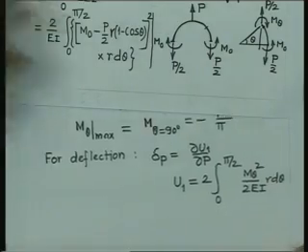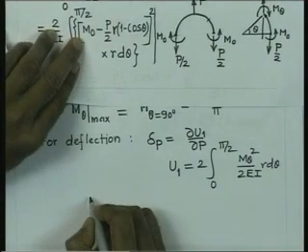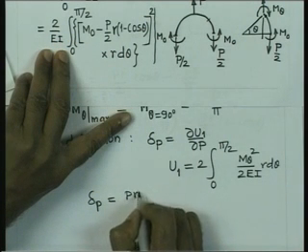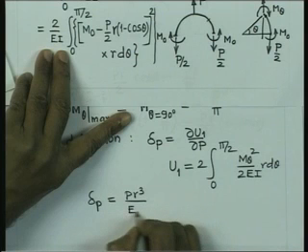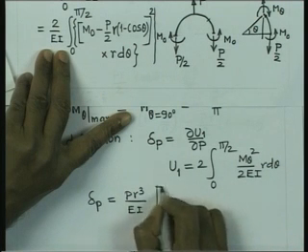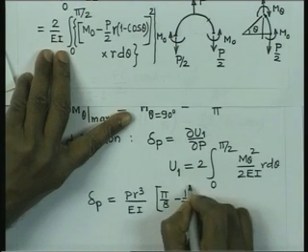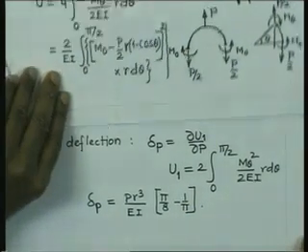I would like to give you this deflection; you can calculate it yourself. It is going to be delta P equal to PR cubed by EI into (pi by 8 minus 1 by pi). So, you can apply the energy theorem for the solution of statically indeterminate problems, and you can also calculate deflections.